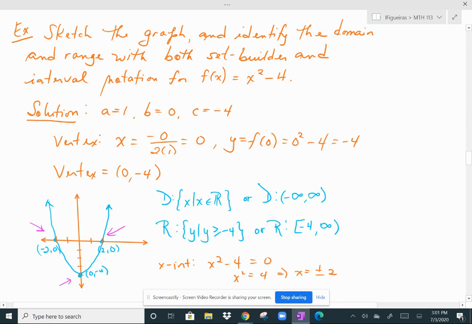So my domain is all real numbers. X could be any value: positive, negative, 0, fractions, decimals, it could be anything. So again, you express it like this. This is set builder notation here, and here's interval notation.